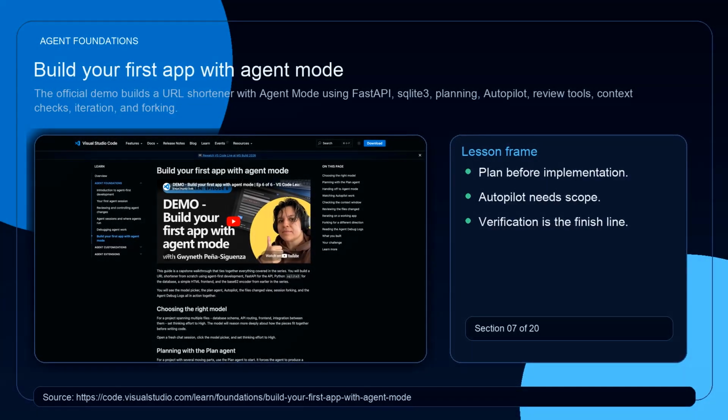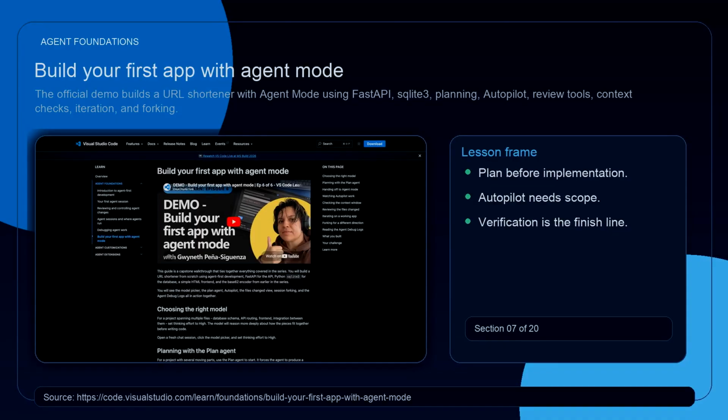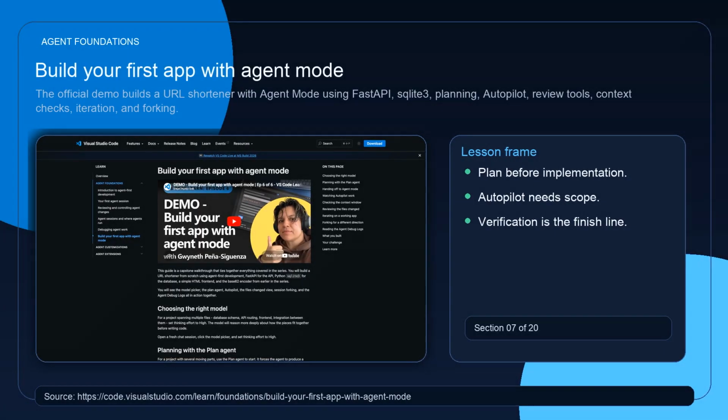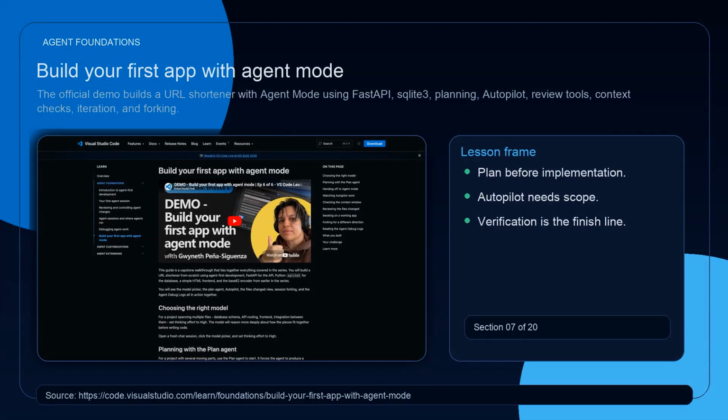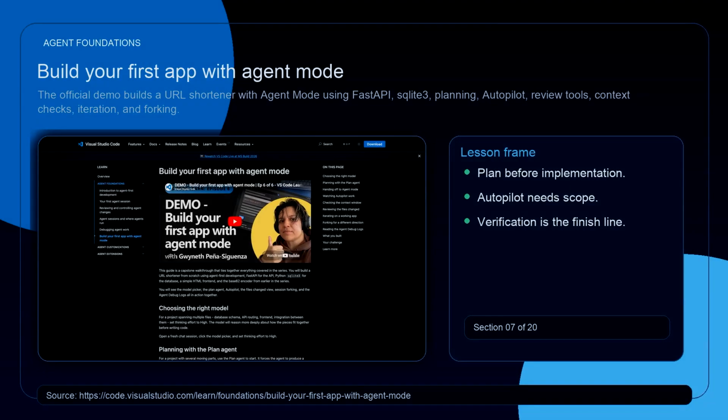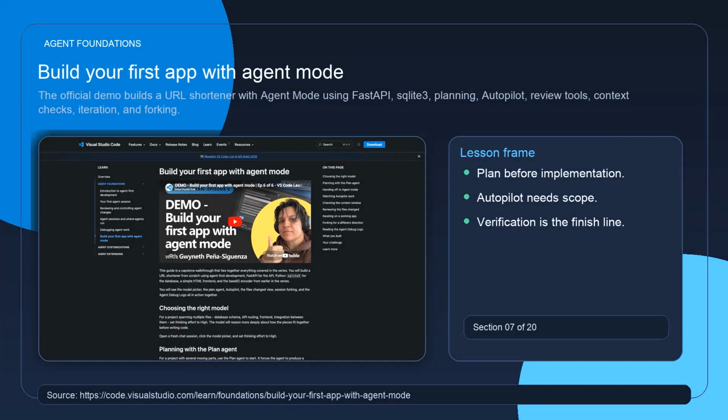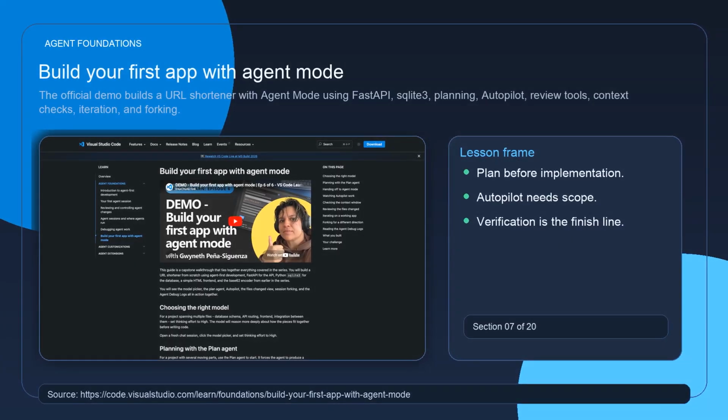The official page teaches this. The official demo builds a URL shortener with agent mode using FastAPI, SQLite 3, planning, autopilot, review tools, context checks, iteration, and forking. Here is the real explanation.